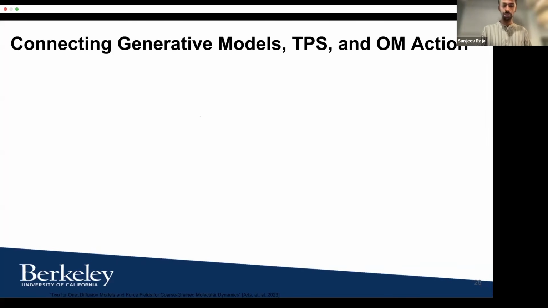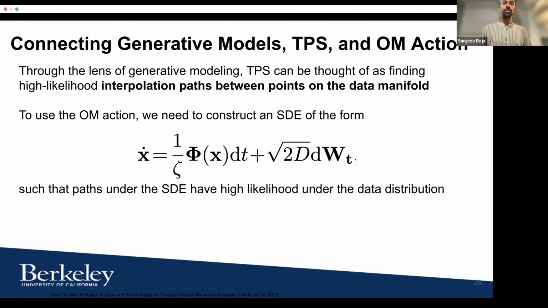Okay, so now let's put this all together. We've introduced generative models from which you can get a score. We've introduced the idea of transition path sampling, and we've introduced the idea of the Onsager-Machlup action. So how do these all connect? It turns out that through the lens of generative modeling, transition path sampling can almost be thought of as finding high likelihood interpolation paths between arbitrary points on a data manifold.